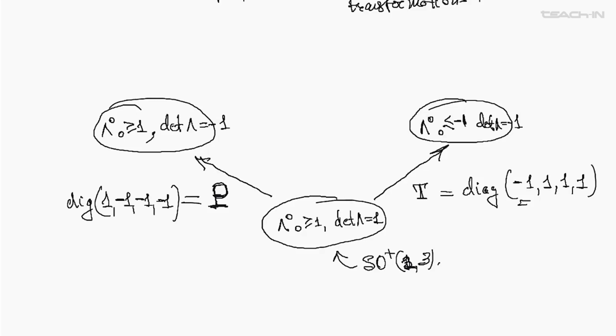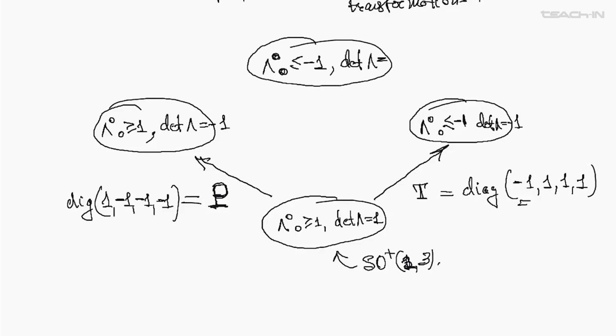Now, finally, it remains to consider another component, I draw it here, of the transformations which are not orthochronous. So they change the direction of time, but they are proper. So determinant of lambda is equal to 1. And this component is obtained from the restricted Lorentz subgroup by means of combined application of a space inversion with a time inversion.